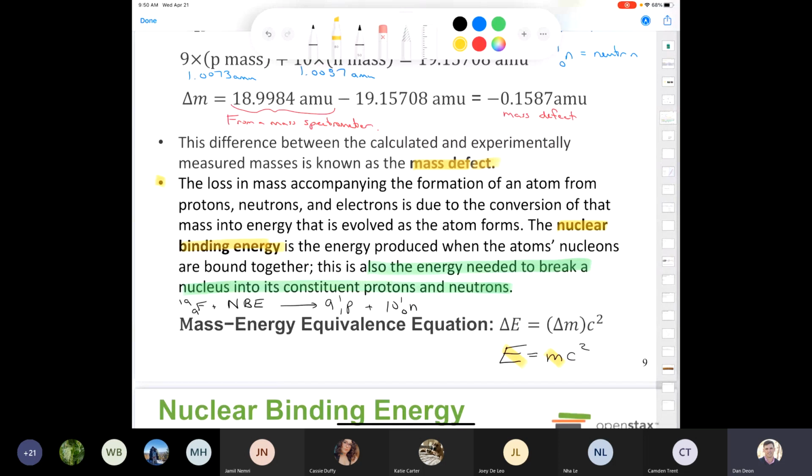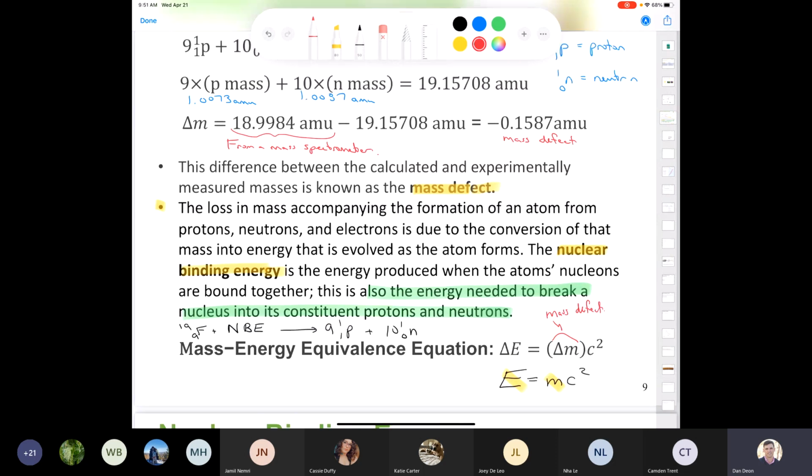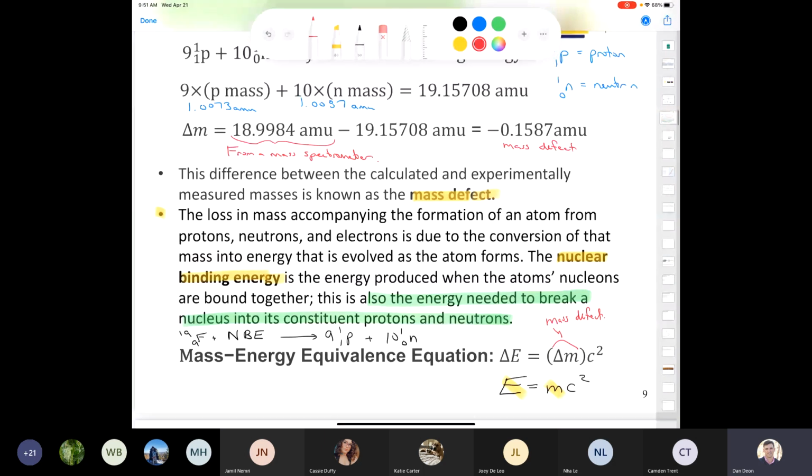Well, I write it like this. The difference in energy is going to be equal to the difference in mass, so the mass defect, that's what I mean by the delta M. So the delta M is the mass defect multiplied by the speed of light squared, okay? And that delta E tells us how much energy is going to be released.